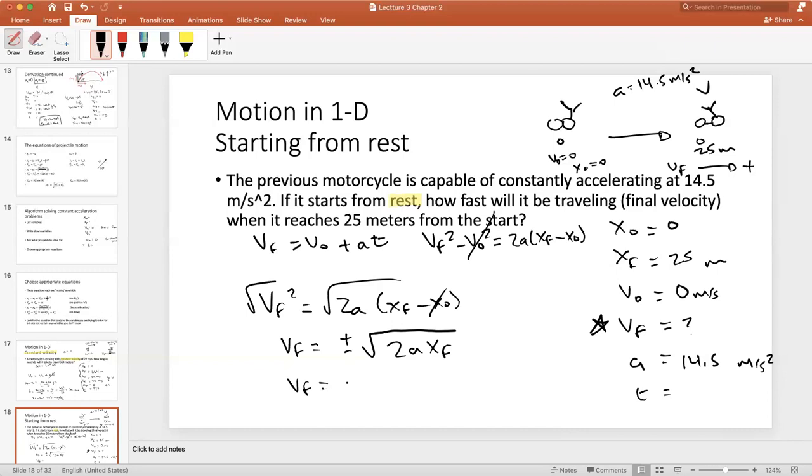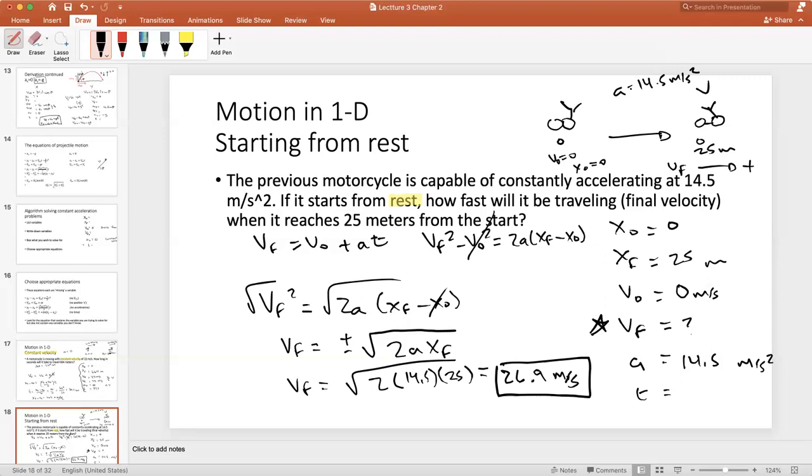So V final is the square root of 2 times 14.5 times 25. And that answer is the square root of 725, which is 26.93, or 26.9 meters per second. And that is our answer. Okay. Pretty easy, right? We're choosing the positive there. You should never get a negative sign under your square root. If you have a negative sign, you've got something messed up.